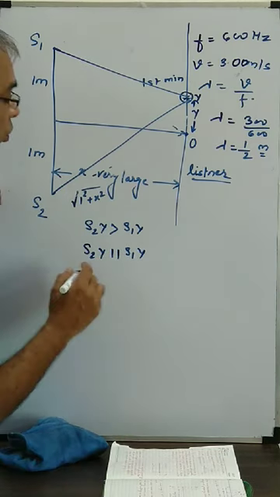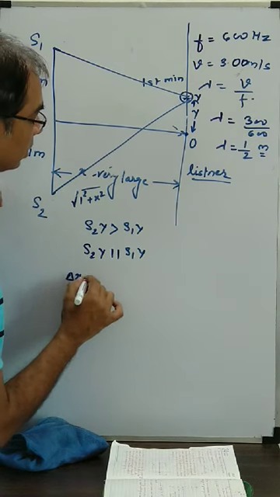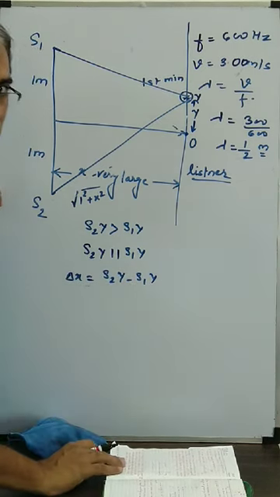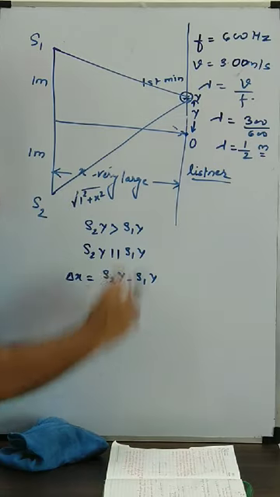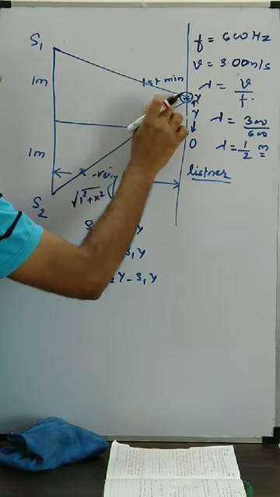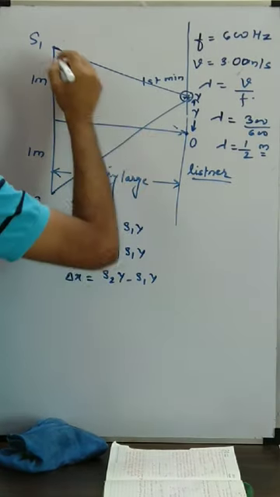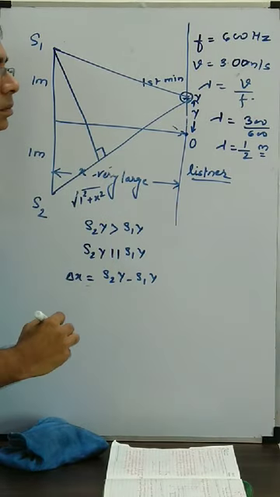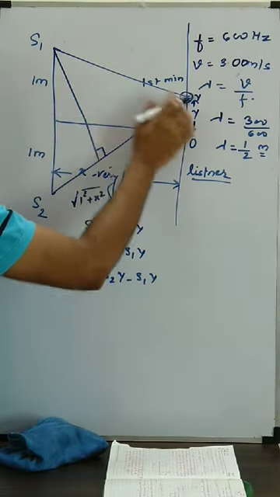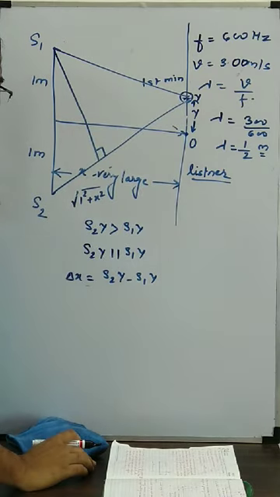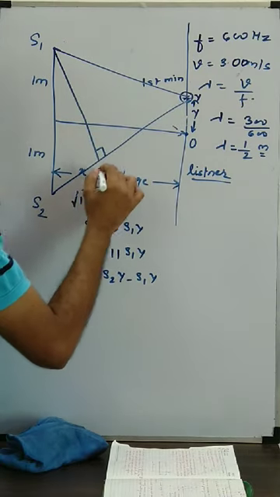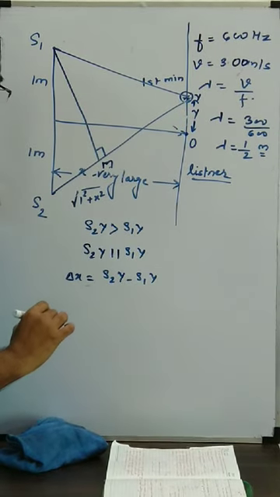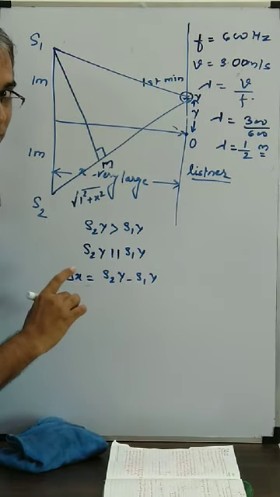Then how do we find the path difference? It is S2y minus S1y. How to find it? What is the method? The method is: this is the smaller one and this is the larger one. From the source, drop a perpendicular onto the larger one. And since the two are parallel, we can say now that My and S1y are equal, as I explained to you in our last class.